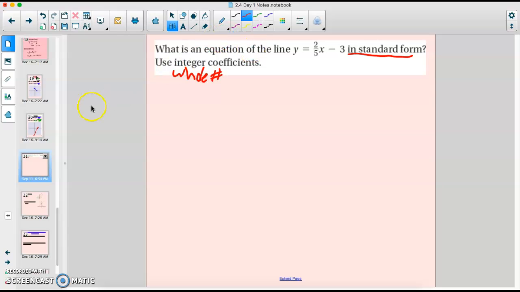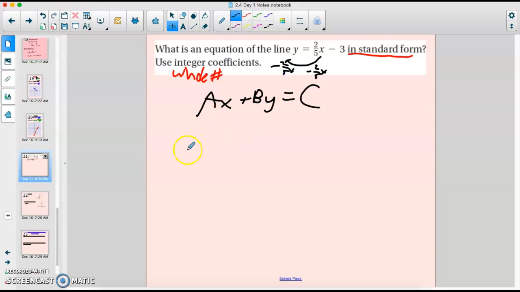So the first thing, we kind of undo what we did when we talked about y equals mx plus b. When we talked about y equals mx plus b, we solved for y. Well, now we're going to try to get it to look like ax plus by. So we want our x's and y's on the same side, and then we're going to be left with a constant on the right side. All right, so let's get going here. Our first step, we're going to move the 2/5 x over. And how do we do that? Well, we're going to subtract it. So minus 2/5 x from both sides.